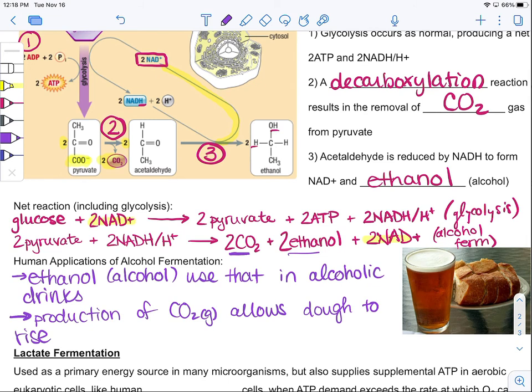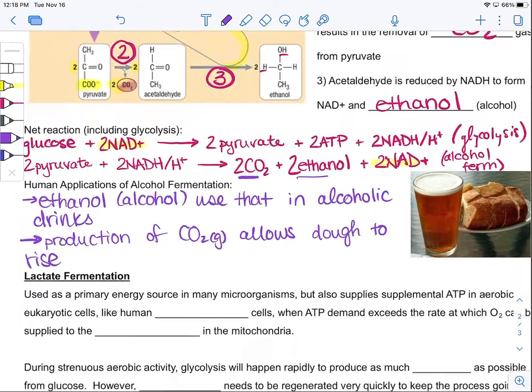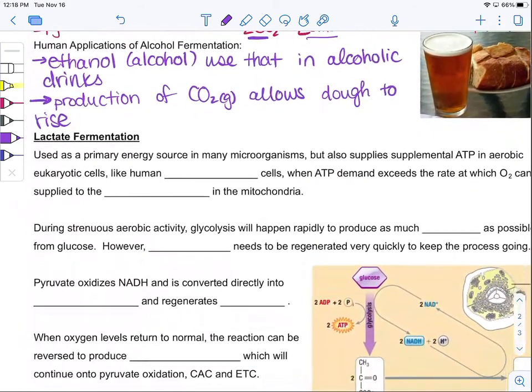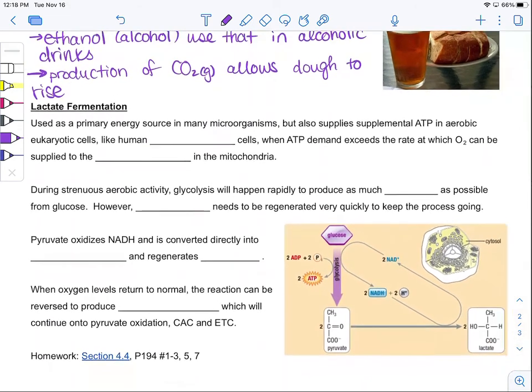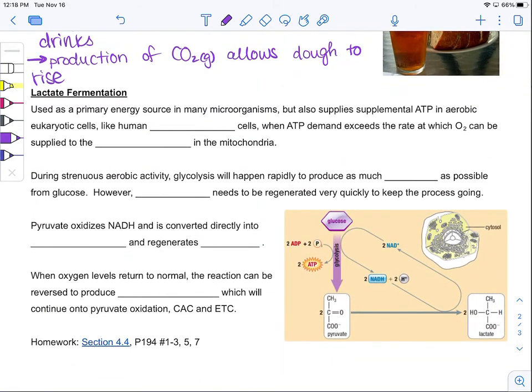Again, as I was saying earlier, a common thread between any type of fermentation is that our goal is always regeneration of NAD plus so that it can be used again for glycolysis. So we're going to actually see that with lactate fermentation. The big difference is instead of making alcohol, we're going to be making lactate, which is something different. I mentioned right here that this is used as a primary energy source in many microorganisms.